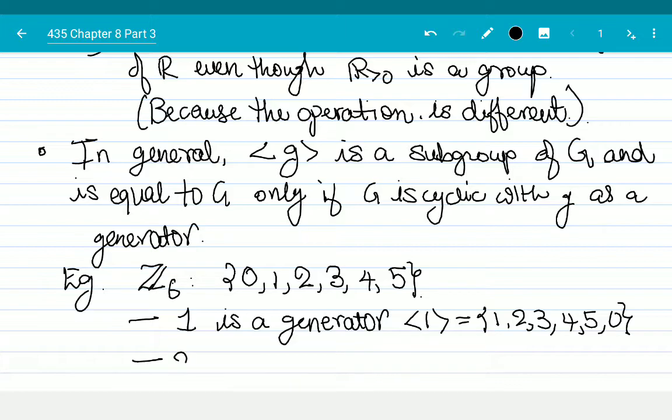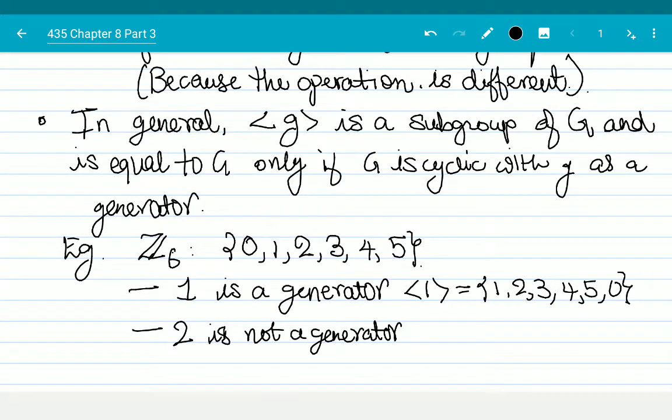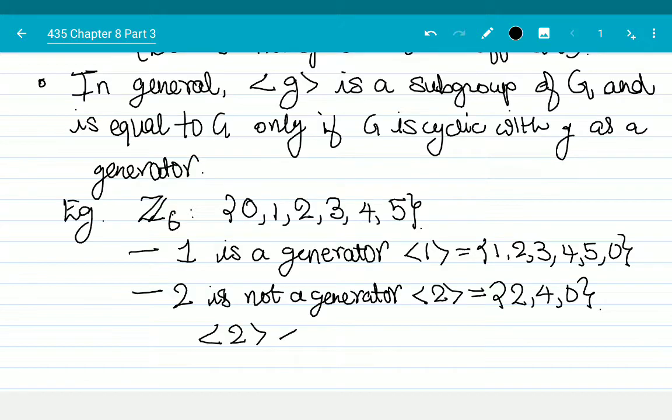However, 2 is not a generator. The subgroup generated by 2 is 2, 4, 0. So the subgroup generated by 2 is a proper subgroup of Z6. Okay?